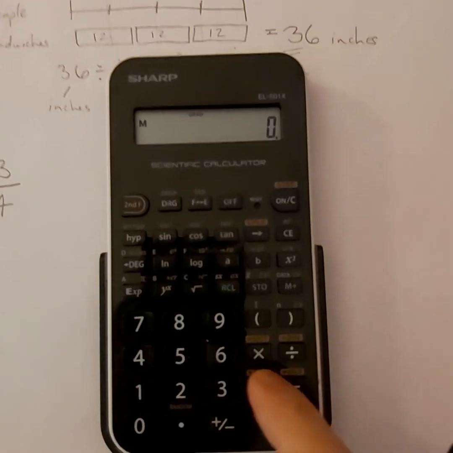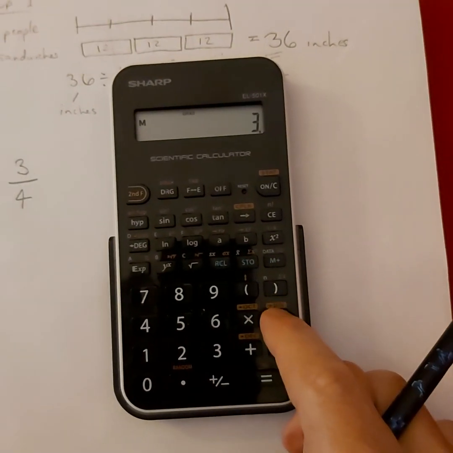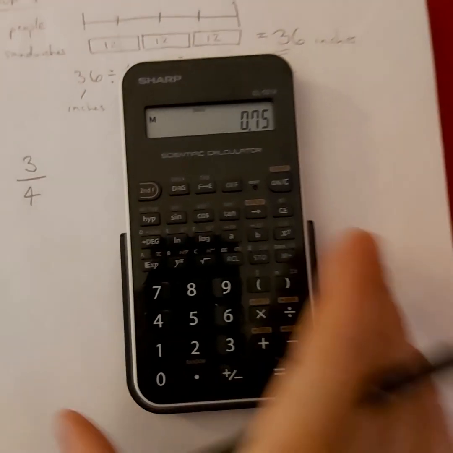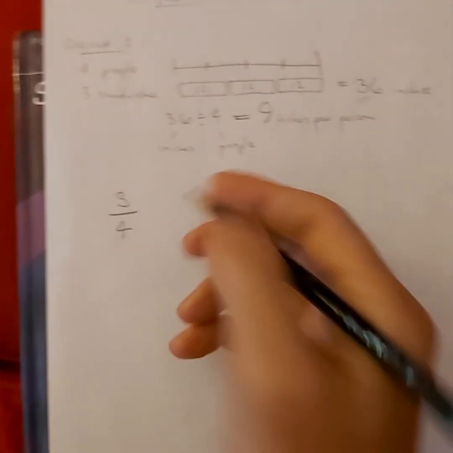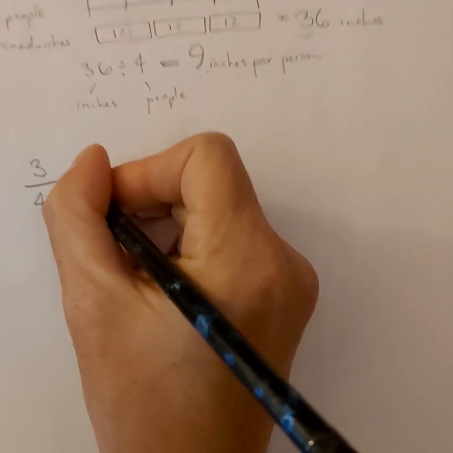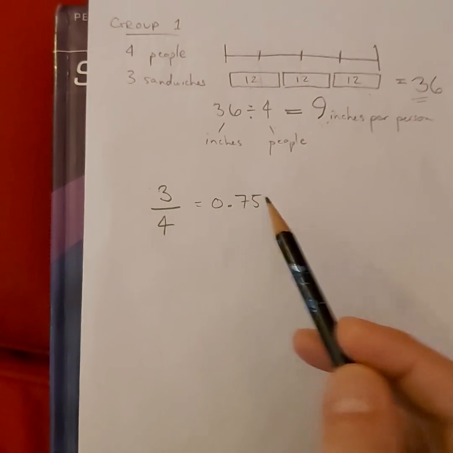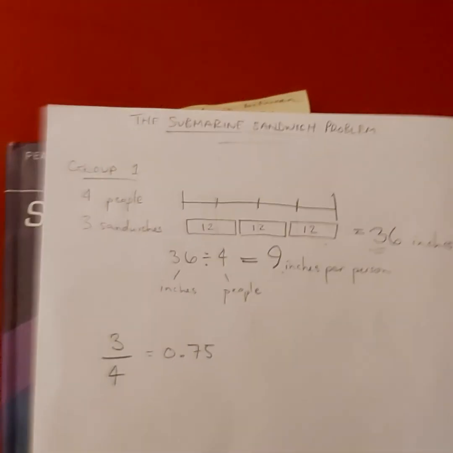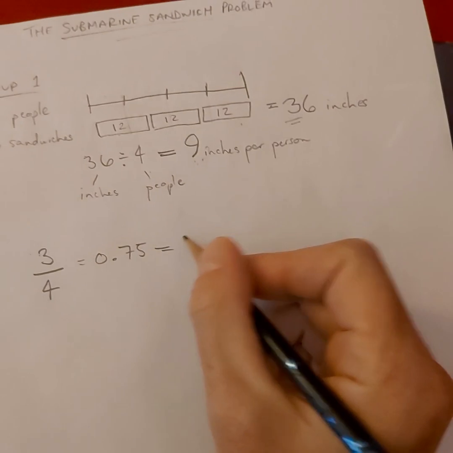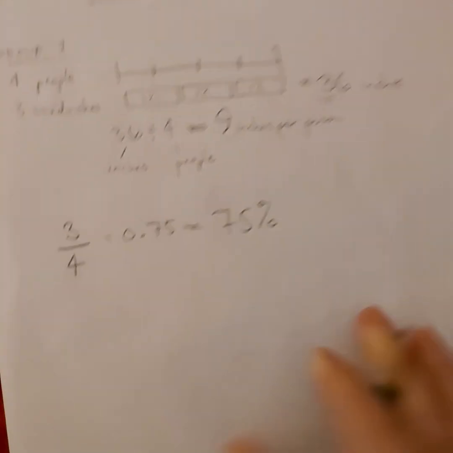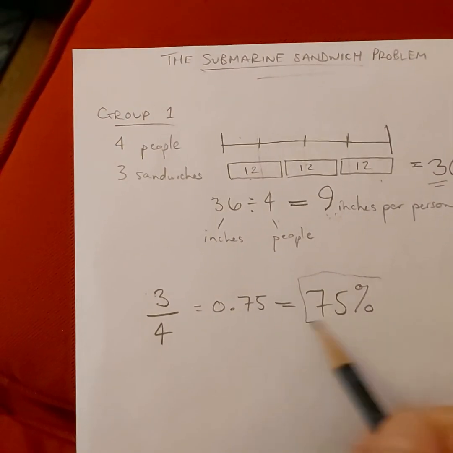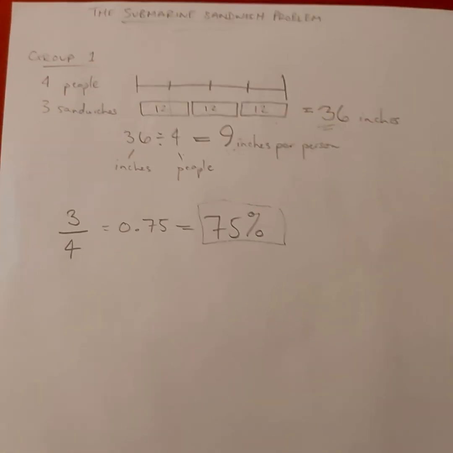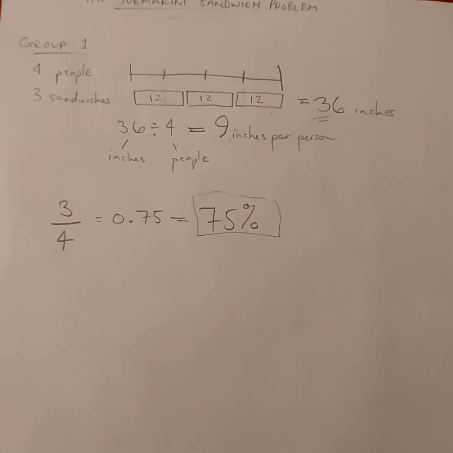Now, if I take my calculator again and do 3 divided by 4, I'm going to get a decimal number, 0.75. Just to show you there, it equals 0.75, a conversion from a fraction to a decimal. If I multiply that now by 100, I'm going to get a percentage. We've done this in class before as well: 75%. This means each kid in the first group will get 75% of one whole sandwich.